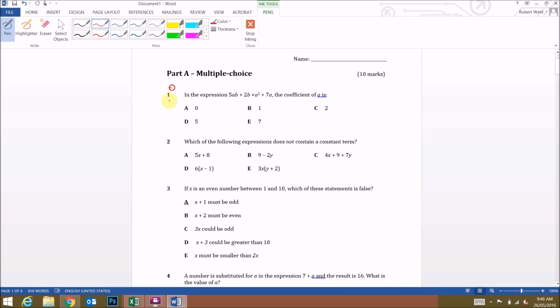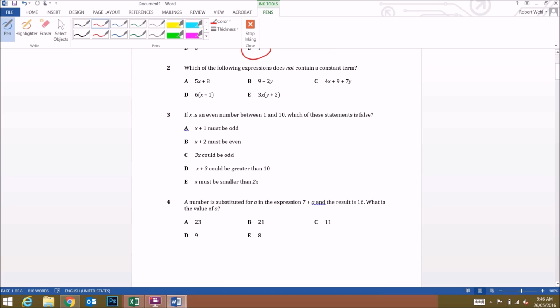So question 1 says, in the expression 5a plus 2b plus a squared plus 7a, the coefficient of a is... so we have to look at which ones are our a's. This has an a in it, this one has an a in it, and this one has an a in it. The only one though that is just an a by itself is this one. So that means our coefficient is E, 7.